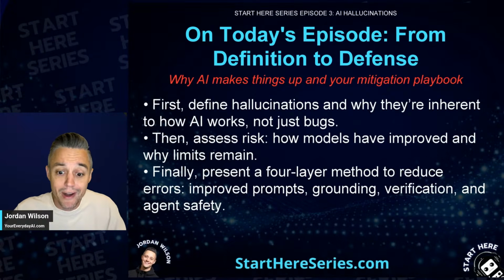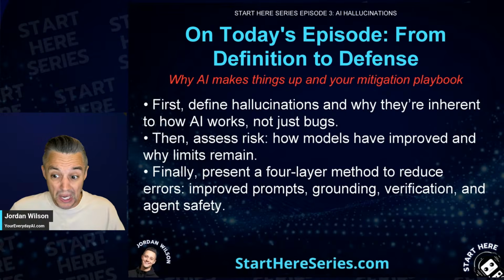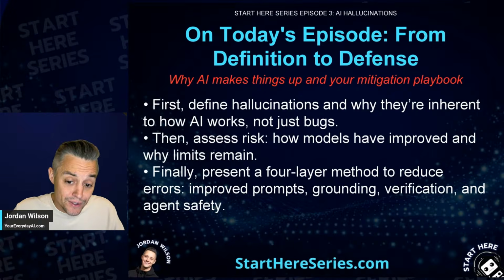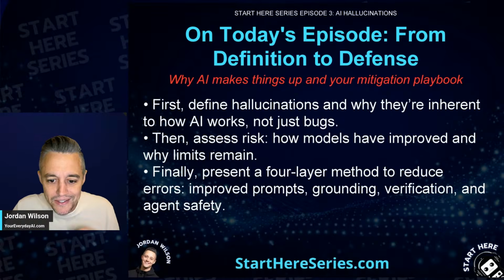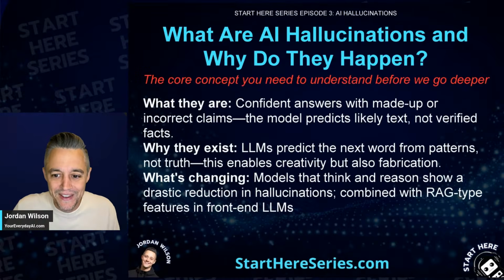So here's what we're going to cover on today's show. First, we're going to tell you what hallucinations are and why they are there. Then we're going to show you how to assess the risks and talk about how models have improved on hallucinations, but they still run into them. And then last but not least, I'm going to suggest to you a 4-layer method to reduce the errors and show you how you don't really need to be that scared of hallucinations as long as you are being a smart human. All right, let's jump into it and start at the beginning.